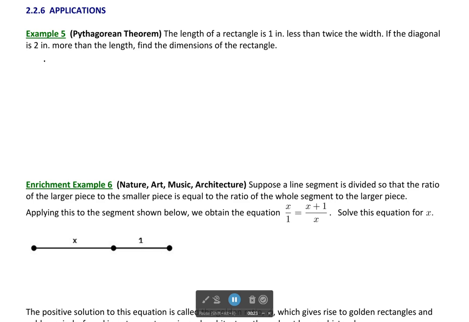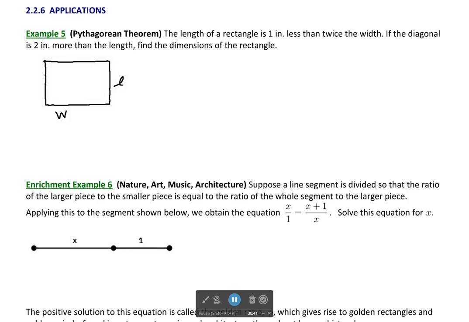First of all, we have a rectangle, so I'm going to draw a picture of it. And remember, a rectangle is described by its dimensions. It's got length and it's got width. So let's suppose this side is the length and this side is the width. We'll call it L and W.